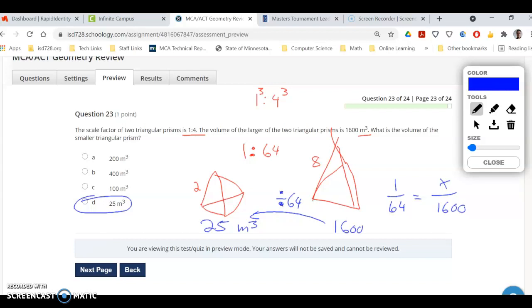And just as a reminder too, the regular ratio of dimensions is 1 to 4, and for volume you cube it. If we were doing area, since area is measured in square units, the ratio of area would be 1 to 16 because you'd square the 1 and the 4. Volume you cube, area you square.